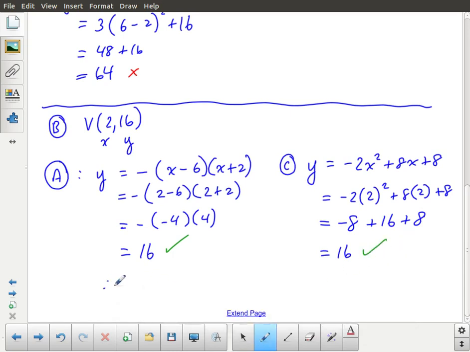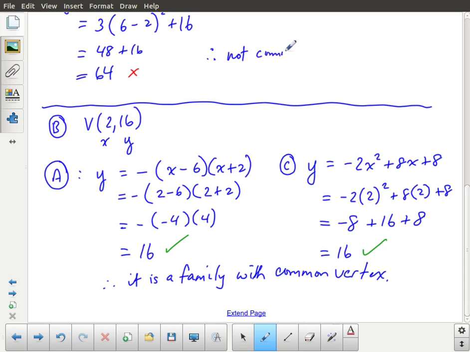So therefore, it is a family with common vertex. Okay, and so we have found our family. And up here we could have added it is not common.